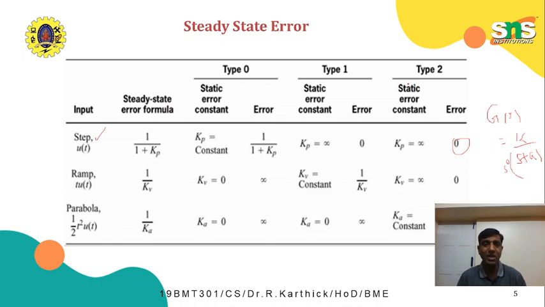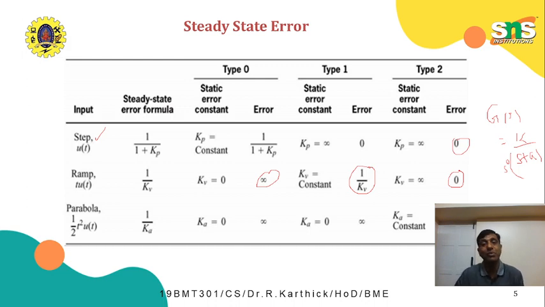Similarly, if it is a ramp input, our steady state error is 1 divided by Kv, where Kv is the velocity error constant. For a type 0 system, Kv is equal to 0, which means the error is going to be infinity. We are going to have infinite error for a type 0 system if the input is a ramp input. If it is type 1, then we have a constant error for a ramp input, and if it is a type 2 system, then the error is eradicated. So the error becomes 0.